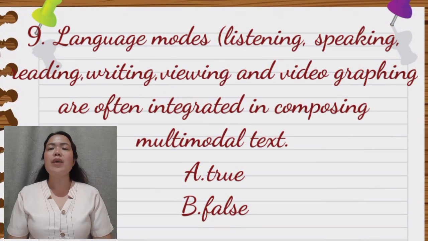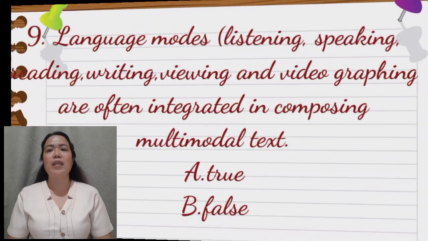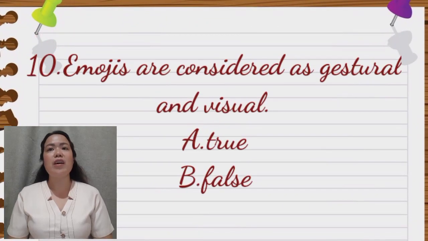Number 9. Language modes: listening, speaking, reading, writing, viewing, and videographing are often integrated in composing multimodal text. A. True. And B. False. Number 10. Emojis are considered as gestural and visual. Is it A. True. And B. False?